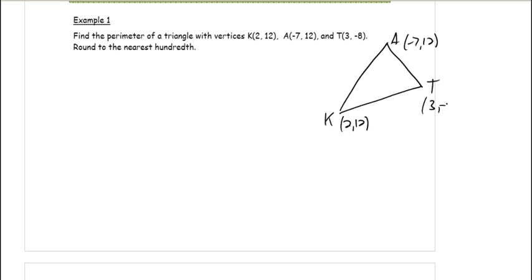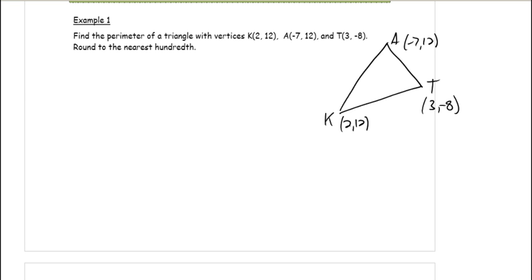3, -8. Okay, so to find perimeter, you need all three sides. We don't have any distances of the sides. So what we're going to have to use is distance formula 3 different times. So it will take a while, but it'll give you some practice with using distance formula.